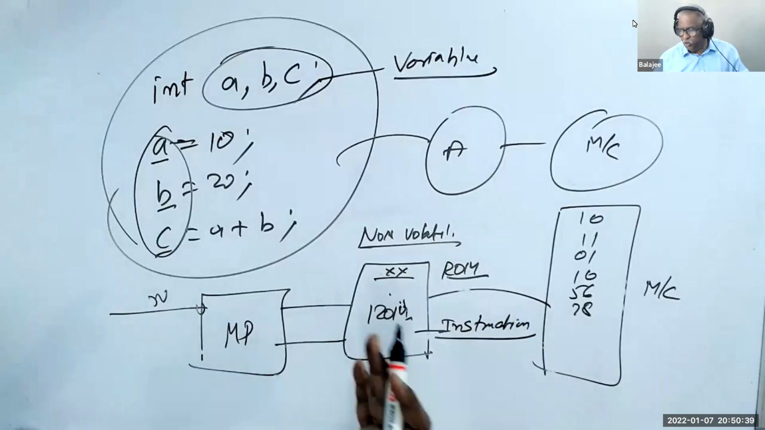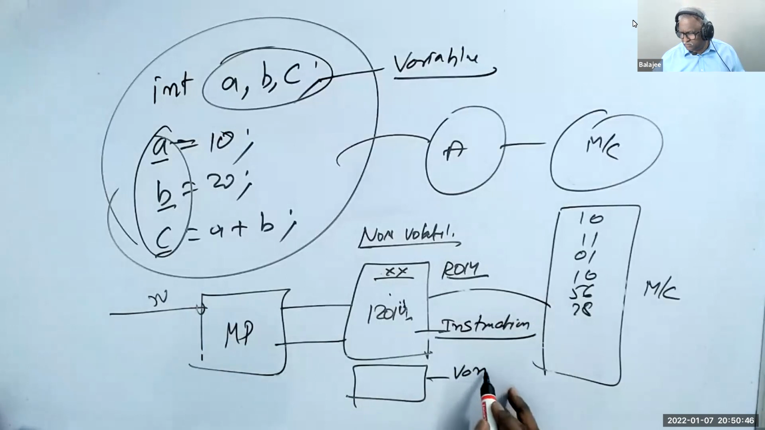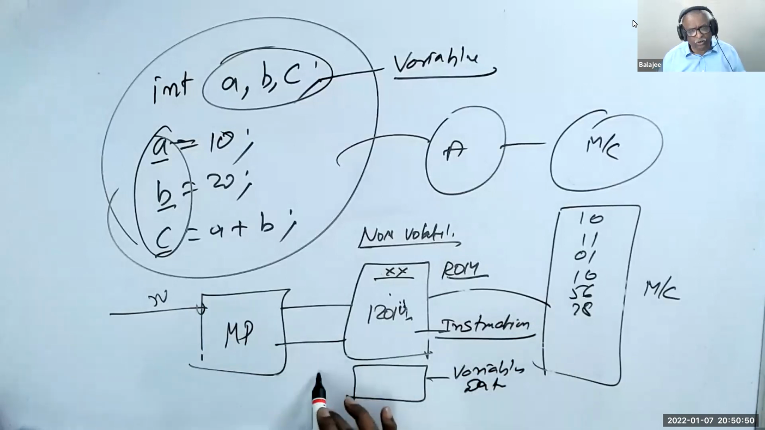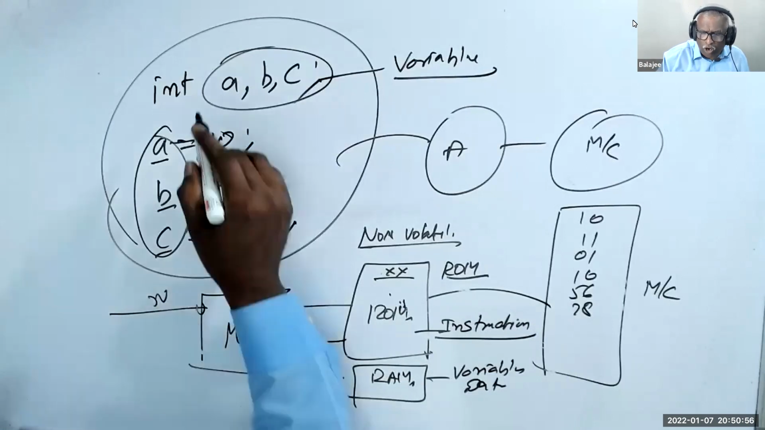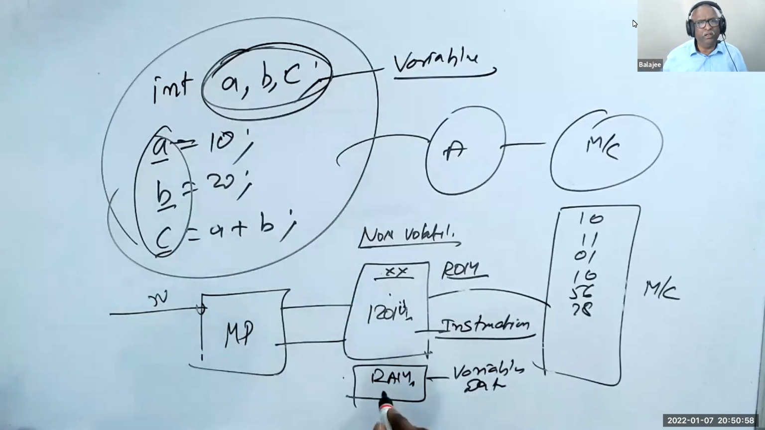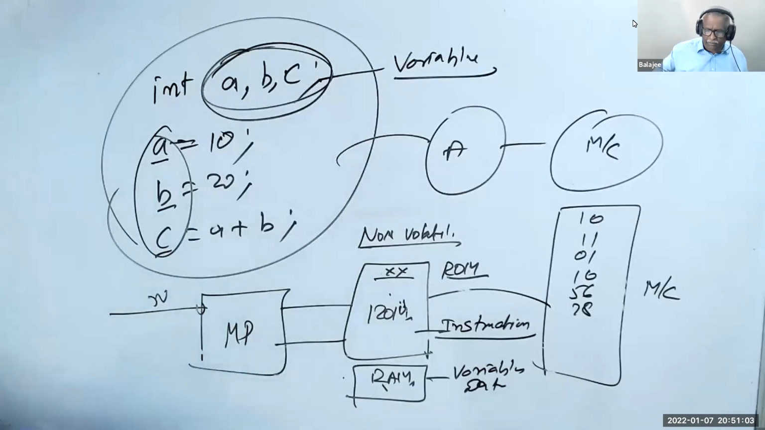That is your program. Your program will be there in the ROM. But RAM, we use it for variables, or what we call data, where I have the ability to read and write. RAM has read and write. So all variables are stored in the RAM. Now, let me take a slightly bigger picture.